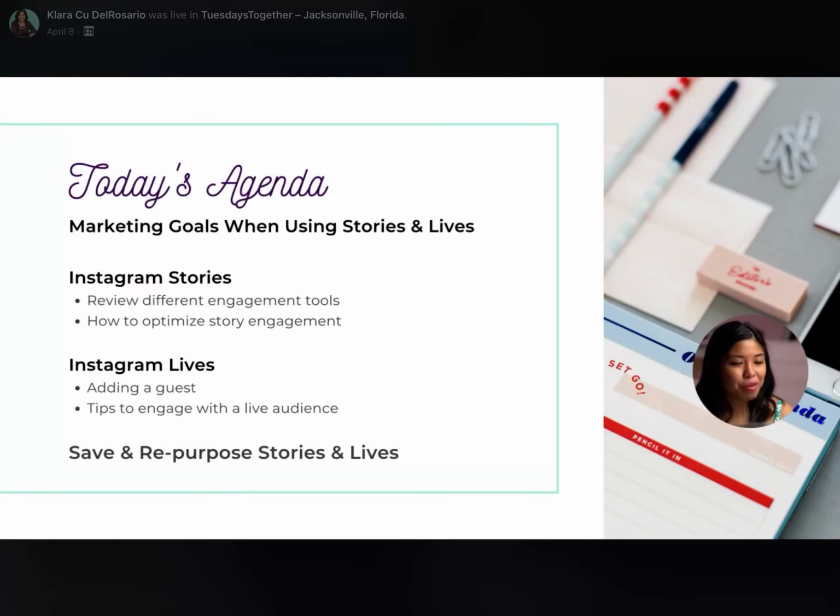Our agenda today, and hopefully I can get through this in a timely manner, is, one, I'm going to start off by just discussing some high-level marketing goals that you guys can keep in mind as I go through the different stories and lives examples. And then within Instagram stories, I'm going to be going over different engagement tools. Instagram has obviously a lot of tools at your disposal, but I'm just going to focus on a core 4 today just to keep it succinct. And then give some tips on how to optimize your story engagement so you actually get people viewing your stories.